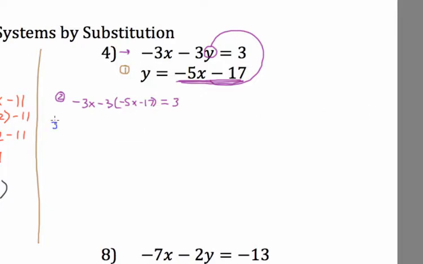Step 3, solve. Find what x is. So distribute. Don't forget to distribute that negative right along with the 3. So a negative 3 times a negative 5x will be a positive 15x. And negative 3 times negative 17 is going to be positive 51. Now add your like terms. Negative 3x, positive 15x. Think money. You lose 3, you gain back 15, that's going to be 12 to the good.